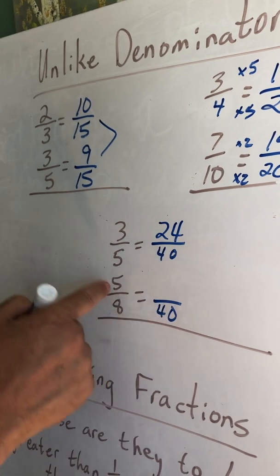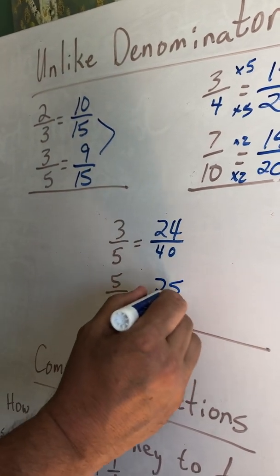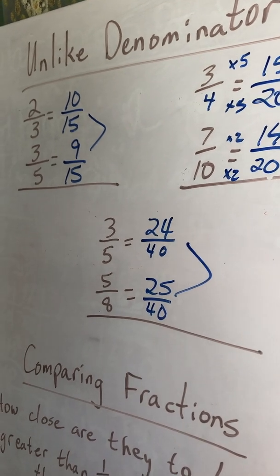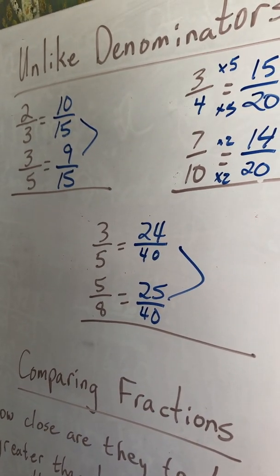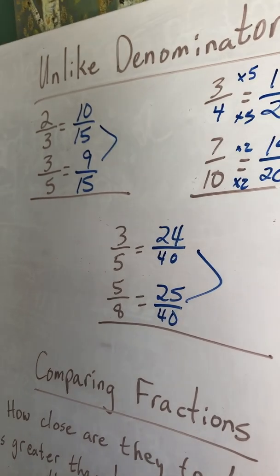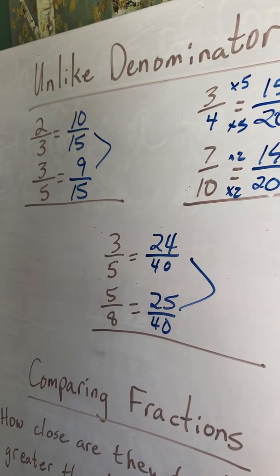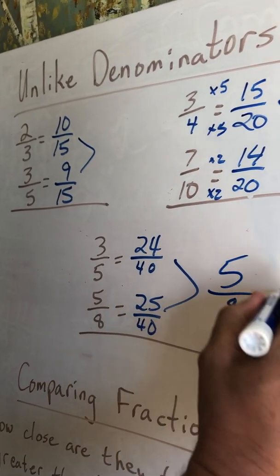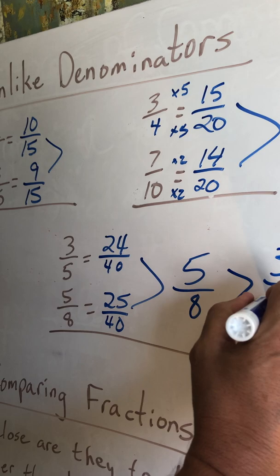8 times 5 is 40. 5 times 5 is 25. Now, when they get to this point, you can just look at them. The denominators are the same. So you just look at the numerator to tell you, hey, 25 is greater than 24. So that means 5/8 is greater than 3/5.